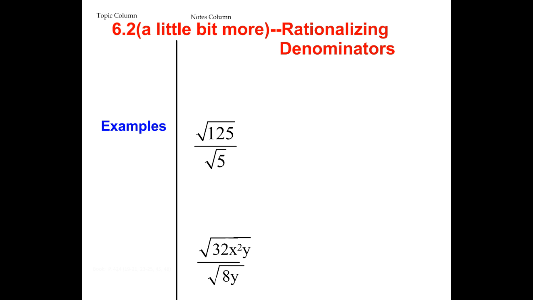But now we need to rationalize our denominator. What that means is I need to get rid of the square root, the radical, in the denominator. Well, first thing I can do is remember my rules of square roots. I can make this be the same thing as 125 divided by 5. So the square root of that is the same thing as the square root of 125 divided by the square root of 5. Well, I know what 125 divided by 5 is.